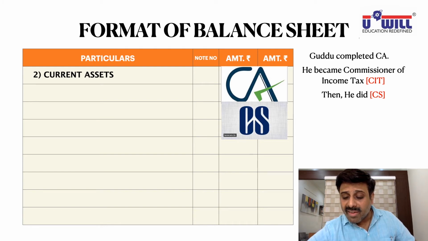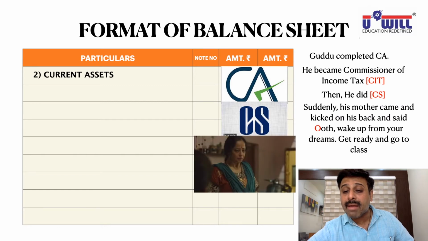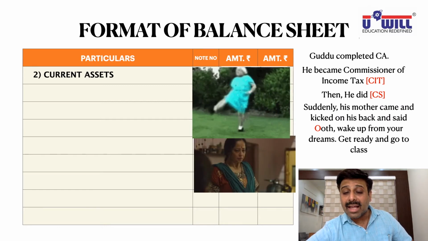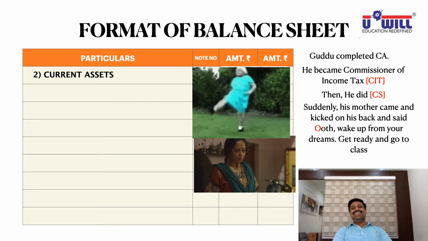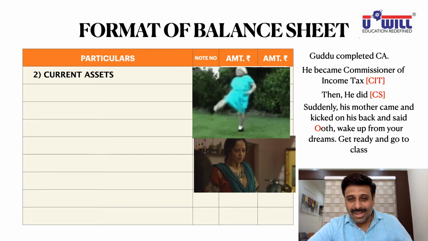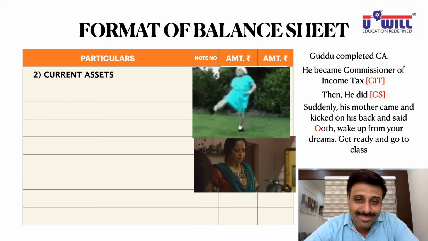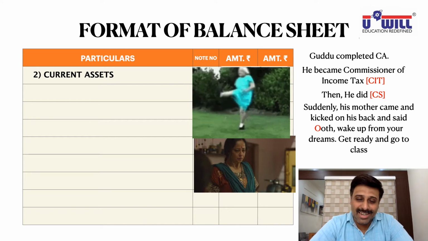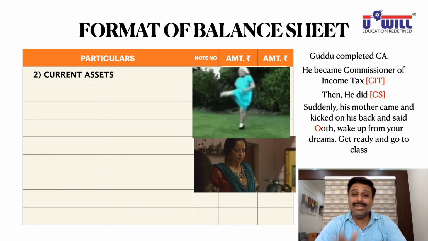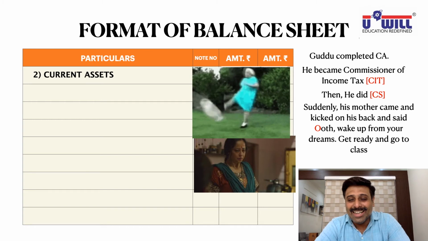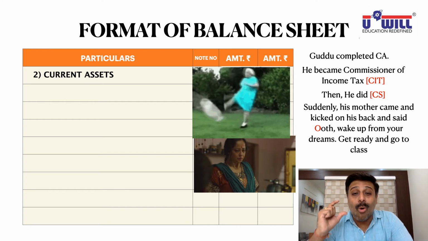Then he suddenly found that his mother came, kicked on his back and said, Uth beta, wake up. Wake up from your dreams. Get ready and go to the class. This was all in his dreams. That he passed, Munna failed, Sweetie said lol, he did CA, became Commissioner of Income Tax, then he also did CS. And then suddenly mother kicked on his back and said, wake up from your dreams, go to the class, get ready. So last point you'll remember, O.